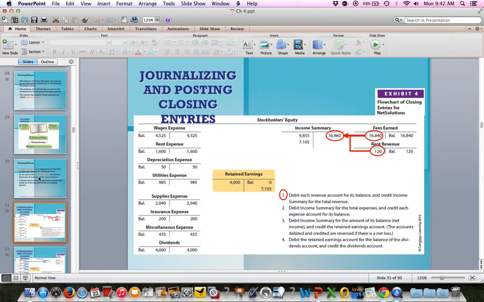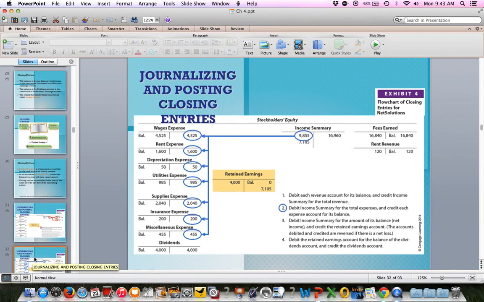Okay, so here is an example then of journalizing and posting our closing entries. And so you can see here that number one says debit each revenue account for its balance and credit income summary for the total revenue. Okay, so entry one, close revenue accounts. Revenue accounts have a normal credit balance. We give them debits and we credit income summary to transfer the balance over. Entry two is to close expenses. So in the blue accounts here, all the expense accounts that I have, they have a normal debit balance, and so I give them a credit, and then I do a net debit to income summary to close it out.